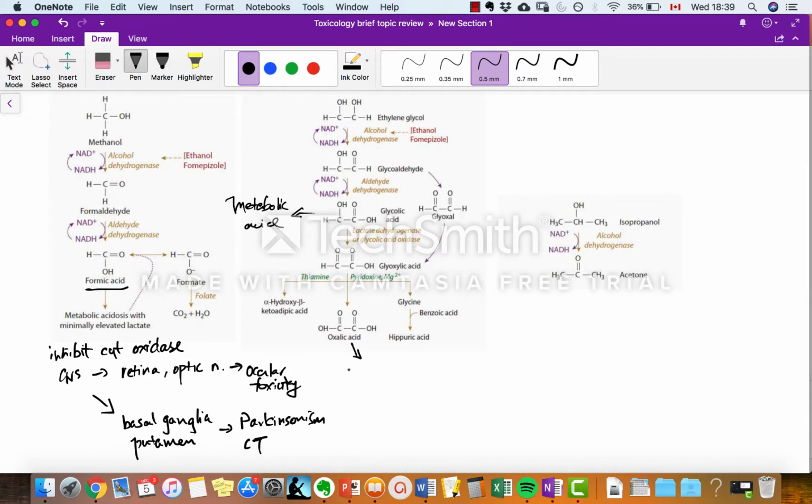It can bind with calcium, and oxalate is a 2 minus. When you get rid of these hydrogens, you have 2 minus, so it binds to calcium and forms calcium oxalate crystals. These deposit in the kidneys, causing acute tubular necrosis and AKI. It can also cause hypocalcemia. It can cause neurotoxicity when it deposits in your brain, cranial nerve deficits in severe cases, and cerebral edema.